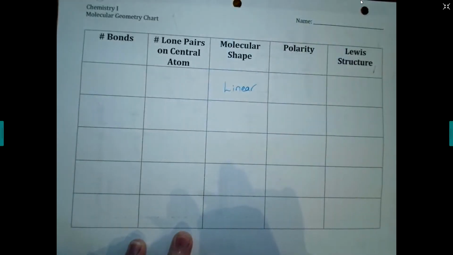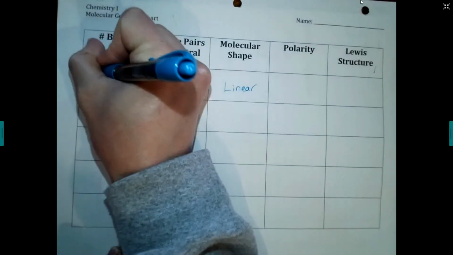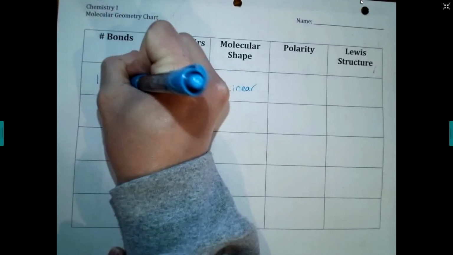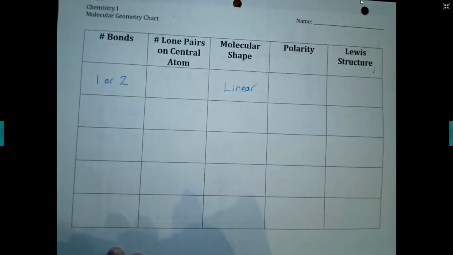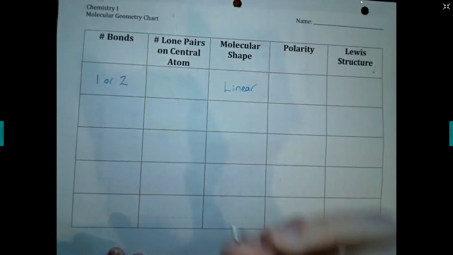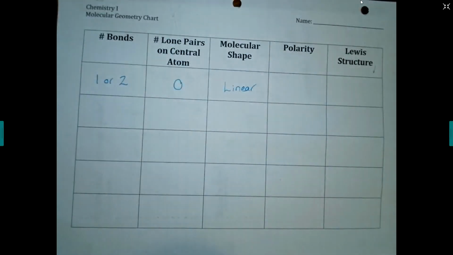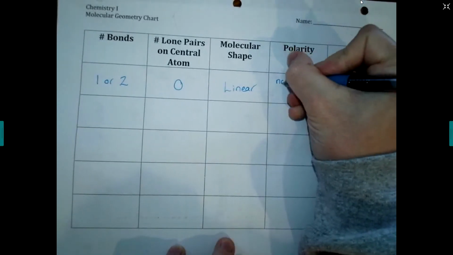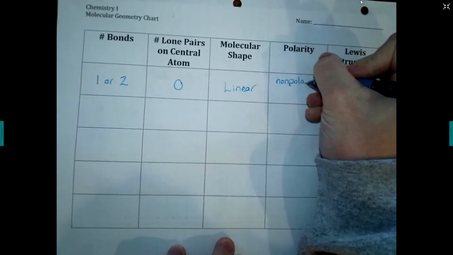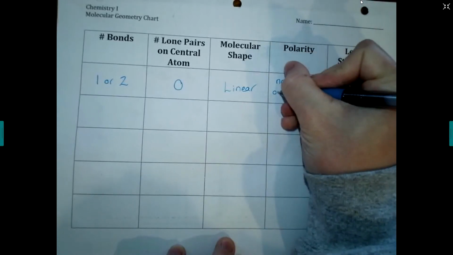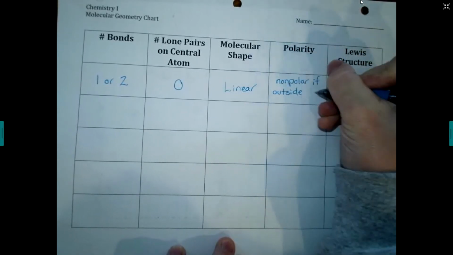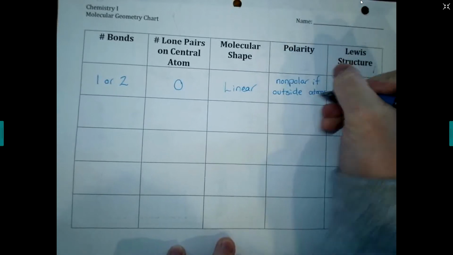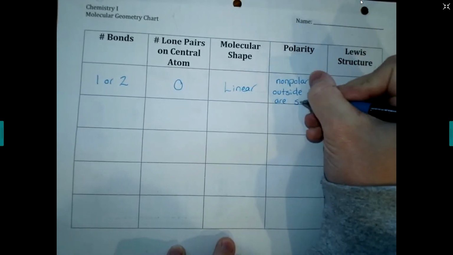Remember, for linear, you're going to have either 1 or 2 bonds, and you're going to have 0 lone pairs on the central atom, if there is even a central atom. For the polarity, it's going to be nonpolar if the outside atoms are the same.